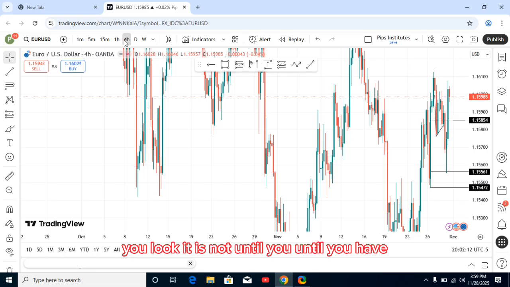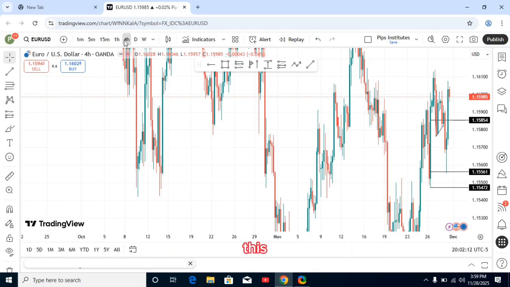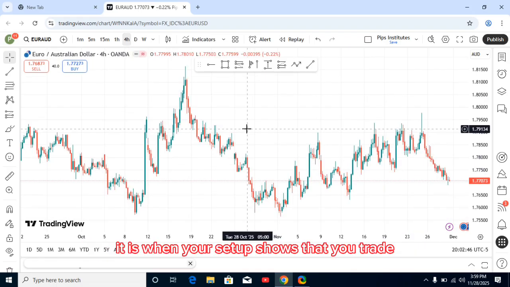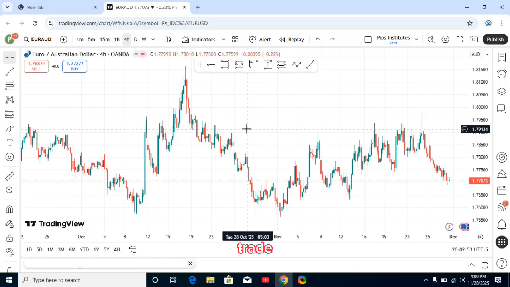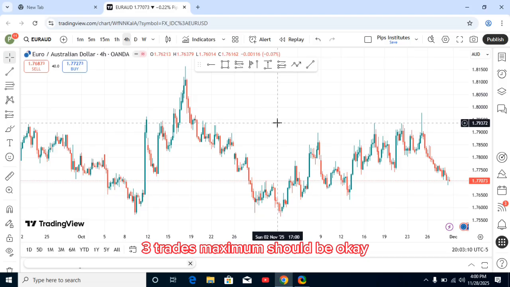Look, you don't have to trade every day. This you must know. It is when your setup shows that you trade. You don't trade every day. Anybody that trades every day, just know that those people do not know what they are doing. Seeing an A1 setup is not something that occurs every day. One or two trades a day, targeting 1 to 5, that is 10 pips. 10% a week should be enough for you. 3 trades maximum should be okay.